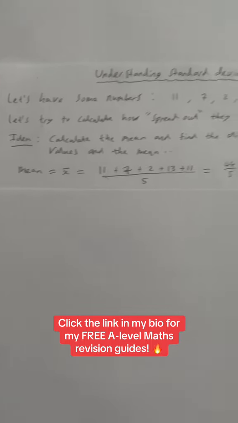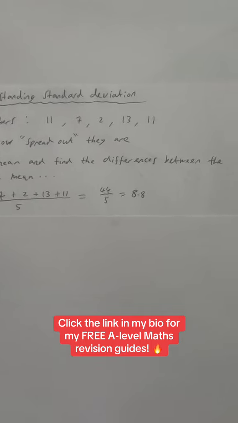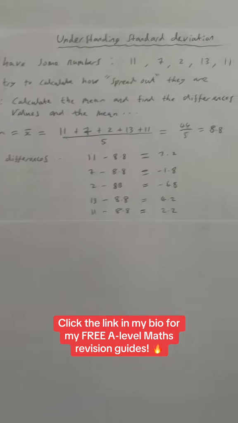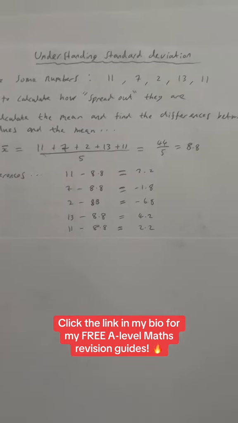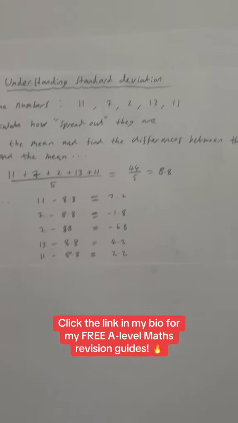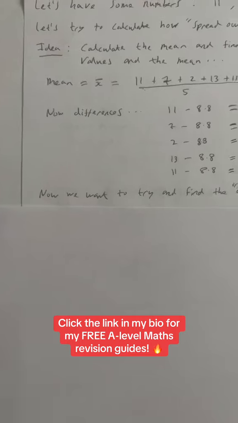So let's calculate the mean of our data. On average, the mean value is 8.8 if we calculate that. And now let's calculate the differences between our data values and that mean. So take all of your data values, take away the mean 8.8 and list out those numbers. So we've got all of our differences there. We've got our differences for each of our data points.